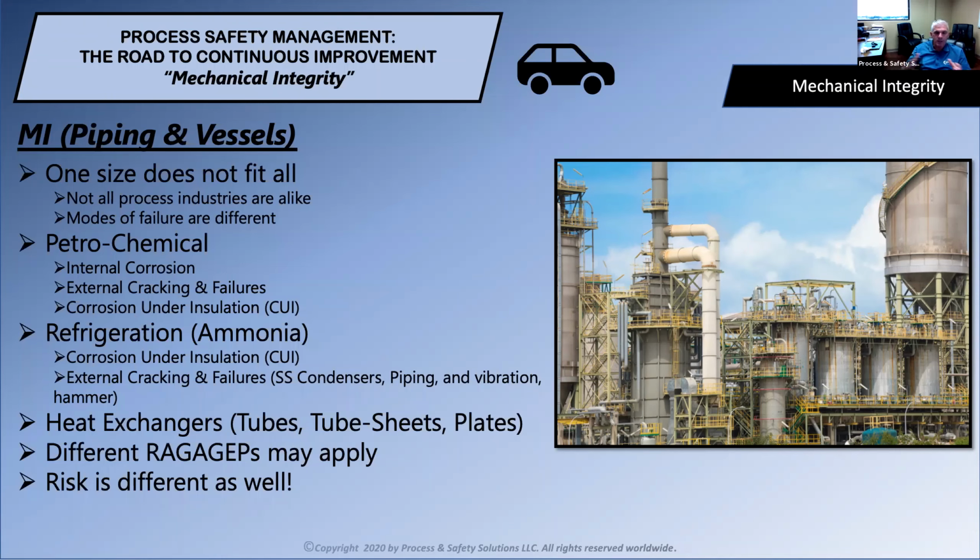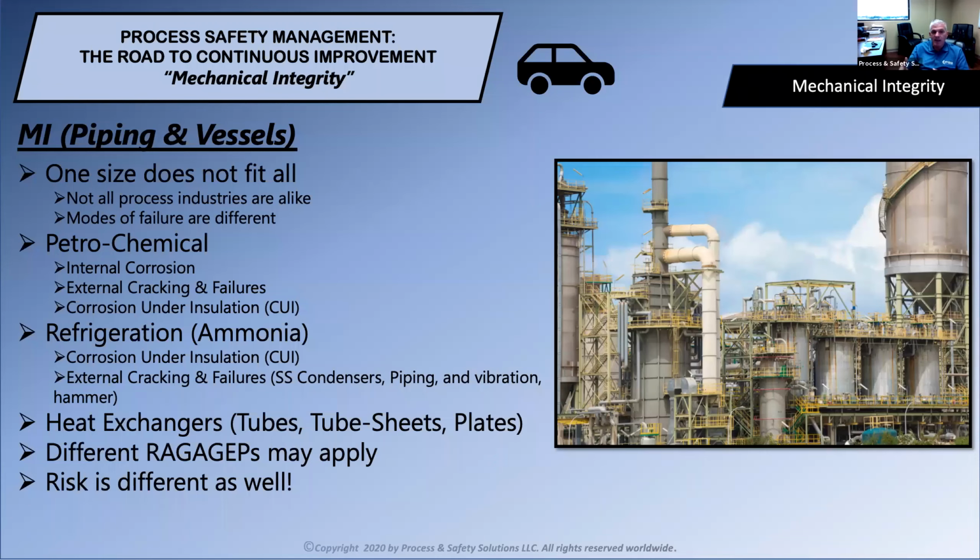Also, within the petrochemical industry, we have a lot of corrosion under insulation, or CUI. This is a very big issue in a lot of refineries, a lot of chemical plants that especially have carbon steel. But just because it's carbon steel doesn't mean they're not going to have issues with other metals as well. In the refrigeration industry, especially in the ammonia refrigeration industry, we see a lot of corrosion under insulation as their main mode of failure. You can also have external cracking and failures, especially around condensers that have stainless steel piping.